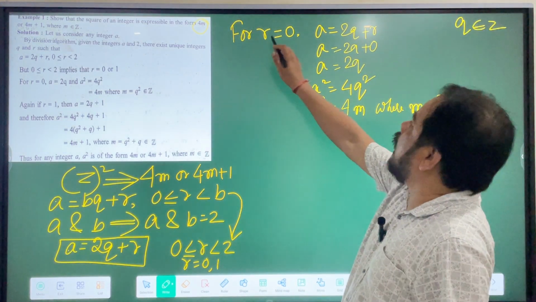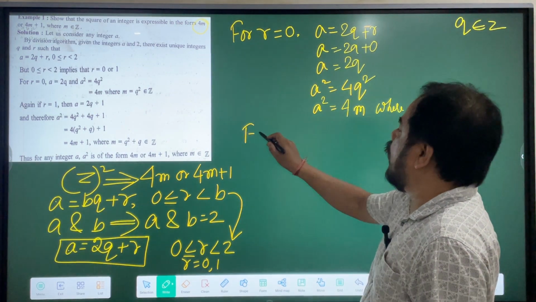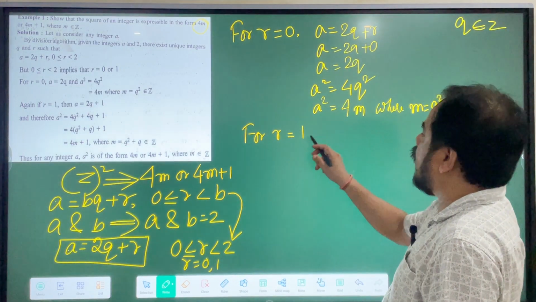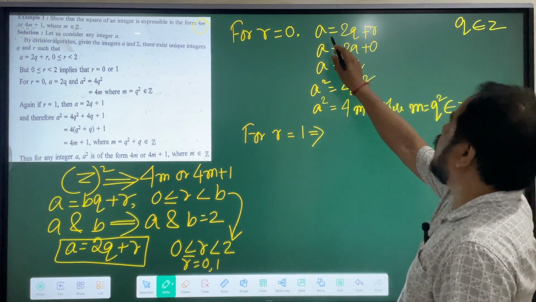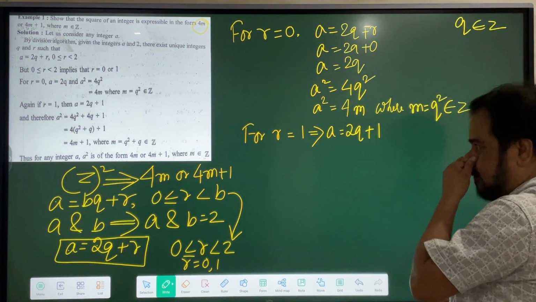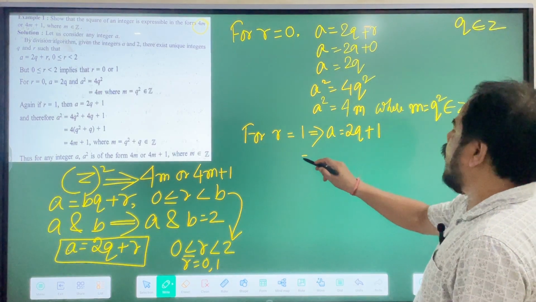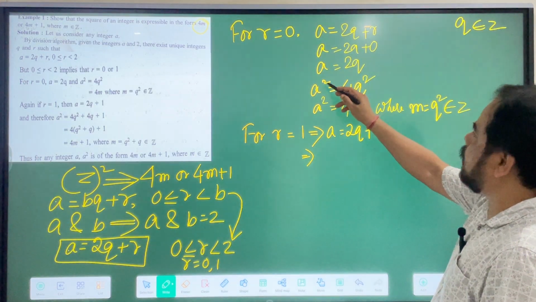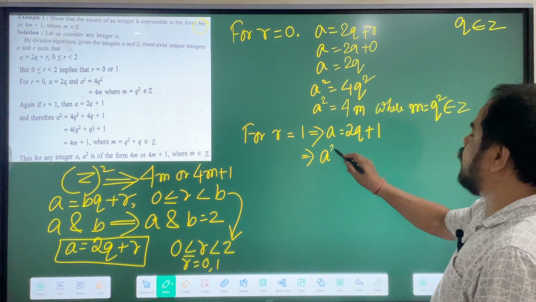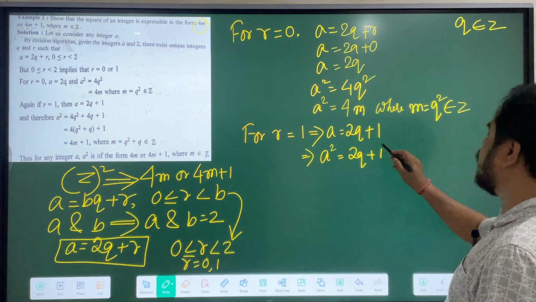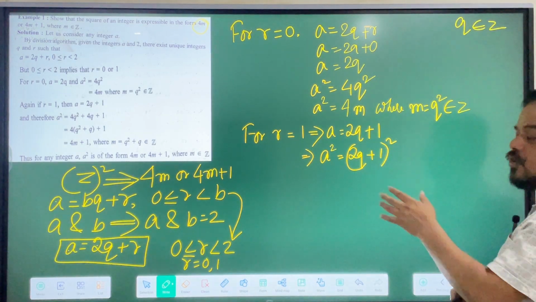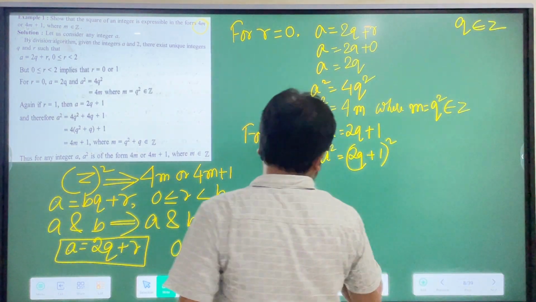Okay, let us see. Now for r equals 0 we have done. Now for r equals 0, 1, we will do r equals 1 now. This implies a equals 2q plus r, so a is equal to 2q plus 1 because r equals 1. Now we have to do squaring. Here also we have to do squaring because square is written. So squaring both sides, 2q plus 1, because all of you know that squaring cannot be done on one side. Squaring must be done on both sides, that all of you know.